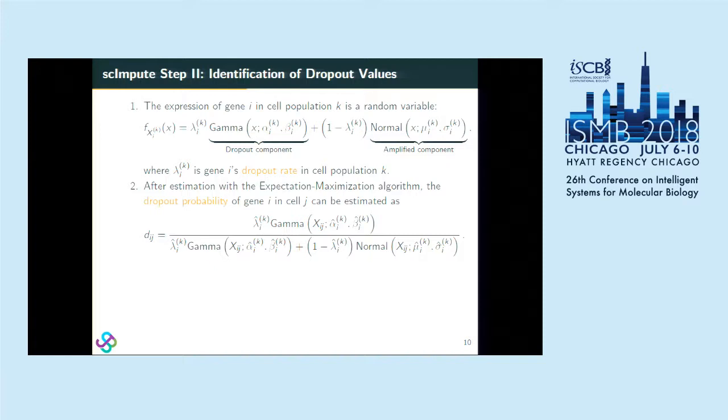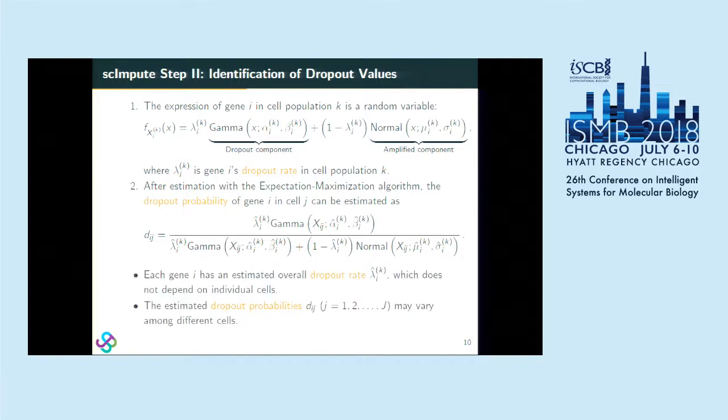Then based on the estimates, we can calculate Dij, which is the probability that gene I comes from the dropout component in cell J. And this Dij is also defined as the dropout probability of gene I in cell J. So to distinguish the two concepts, each gene I has an estimated overall dropout rate lambda ik, which does not depend on the individual cells. And the estimated dropout probabilities Dij may vary among different cells.